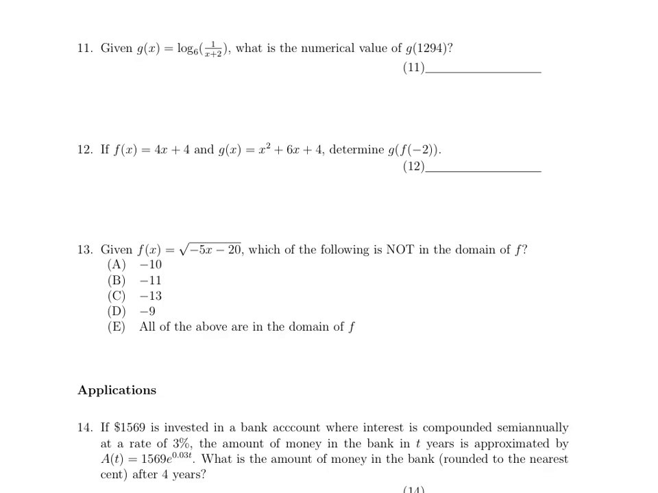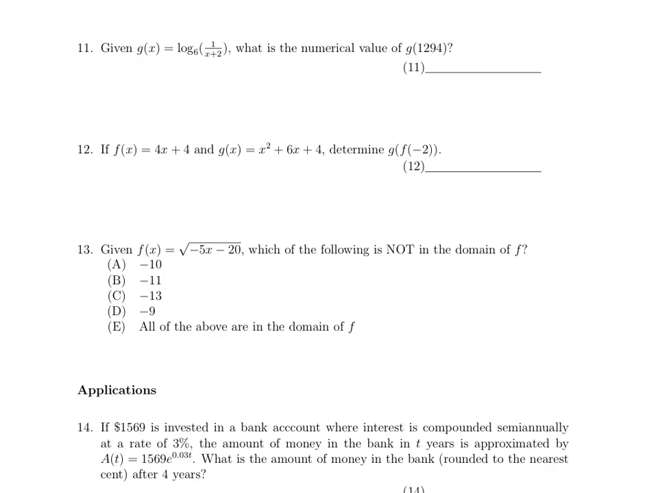So on the last page, we have 5 more problems. The first one says we want the numerical value of a particular value. So we're giving an x value there of 1294, and we want to evaluate this. And so there's 2 ways to do this, really. You can do it with a calculator, again, using the change in base formula. And I would encourage you to try that just to see what you get.